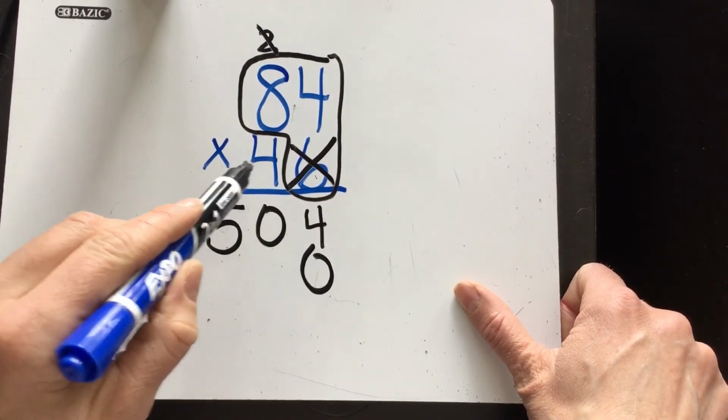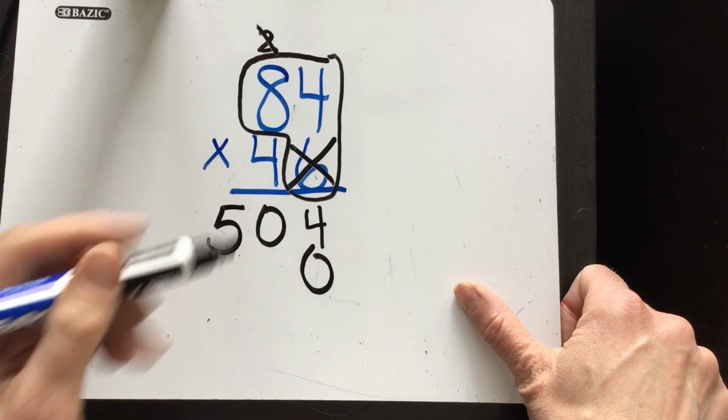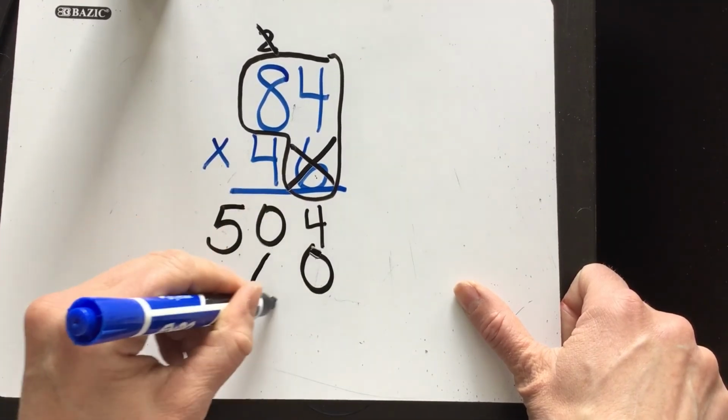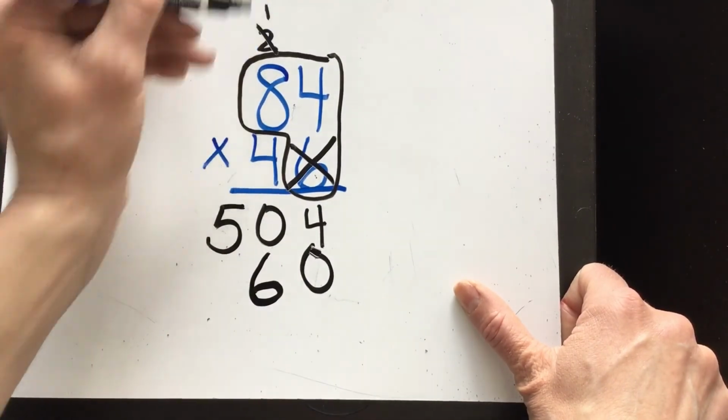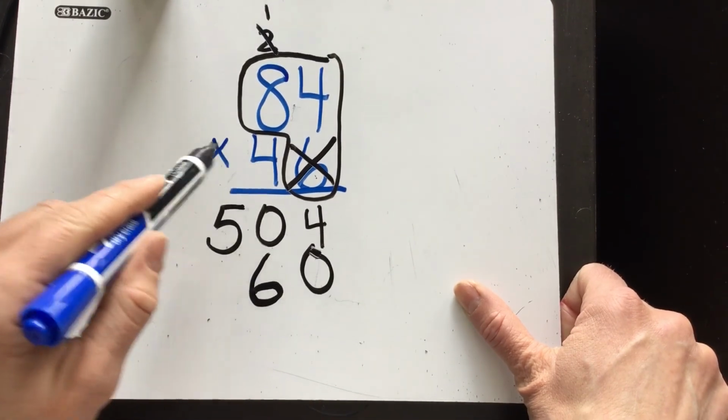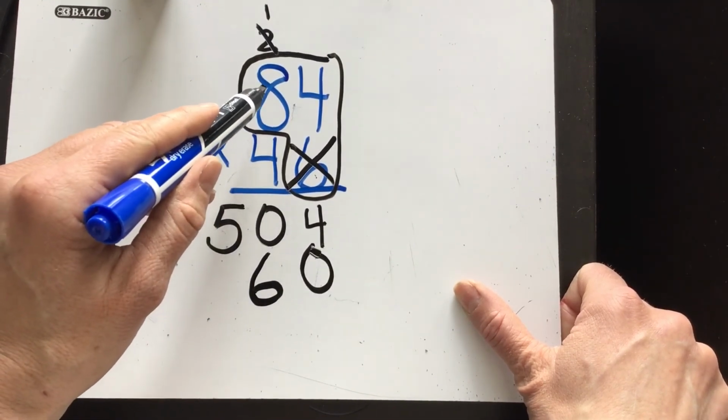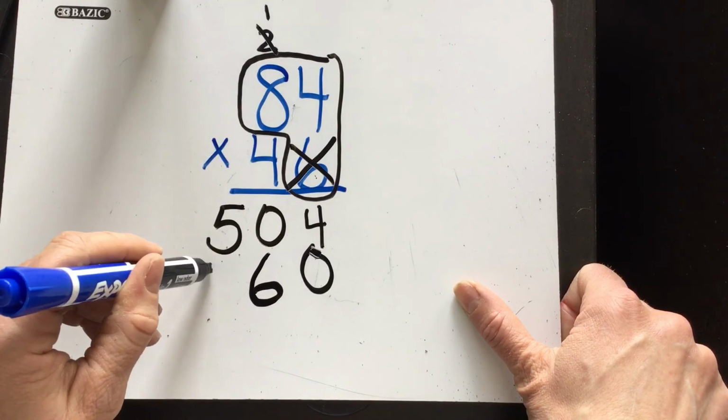4 is in the tens column. So I'm going to multiply 4 times 4. 4 times 4 I know is 16. So I put a 6. I carry my 1. I'm just going to put it above it. And then what's 4 times 8? 4 times 8 is 32. Plus the 1 is 33.